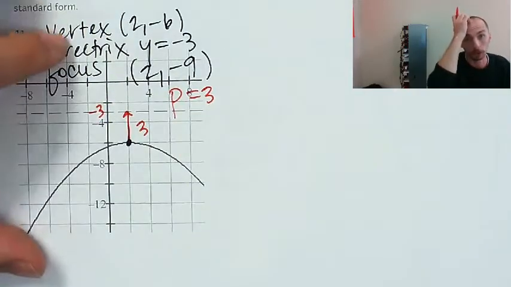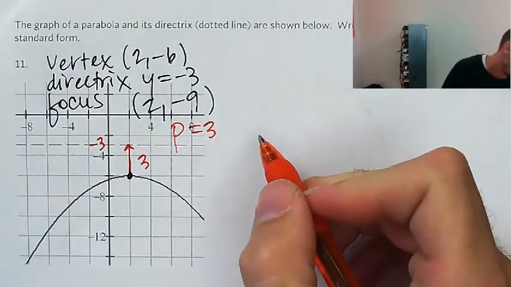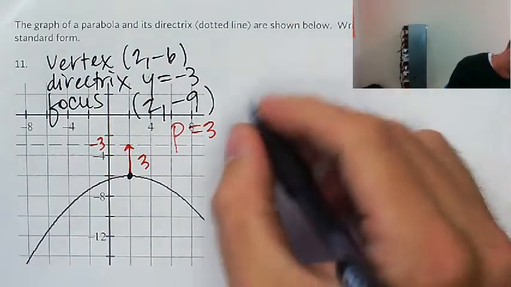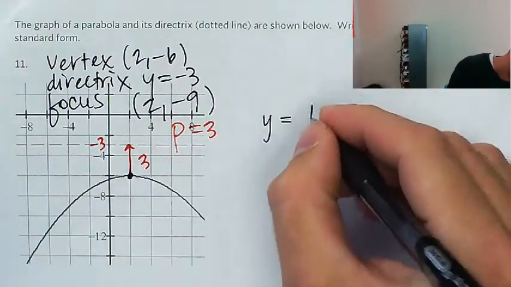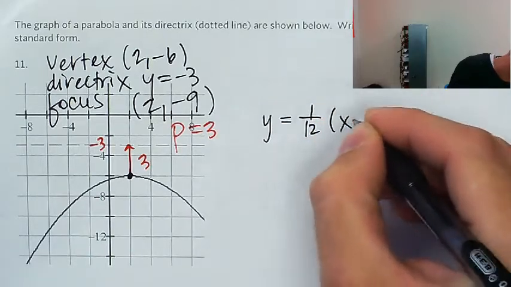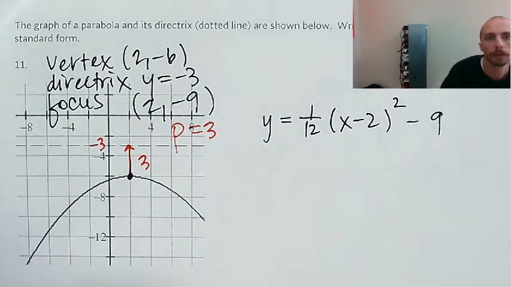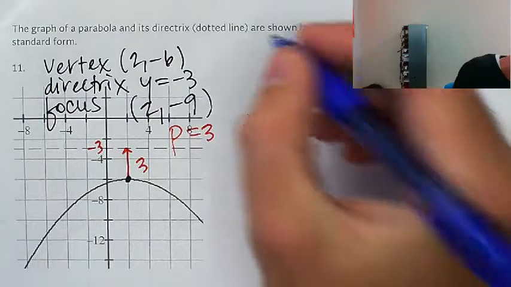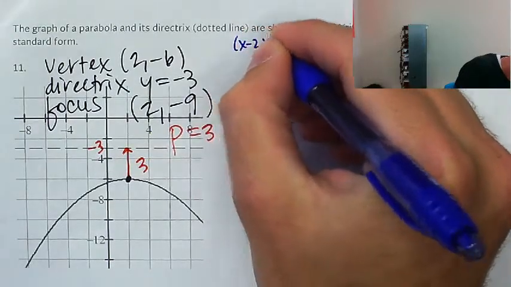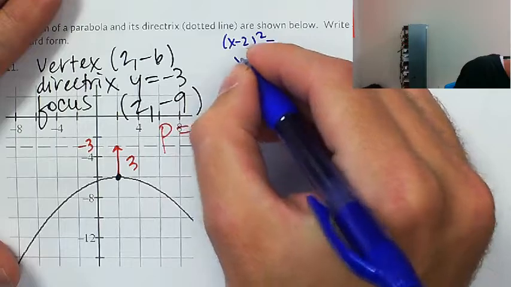Okay, in standard form. So we're going to start with vertex form, and then we're going to expand it like we did on those other problems. Vertex form is y equals 1 over 4p times x minus the x coordinate of the vertex squared plus the y coordinate of the vertex. Okay, if we want to expand this so as to actually write it in standard form, I'm going to use the box technique.